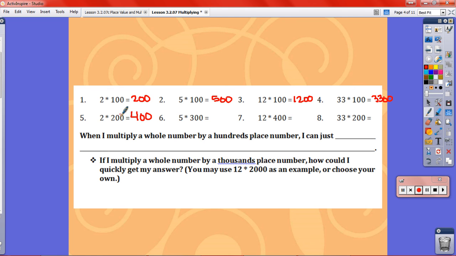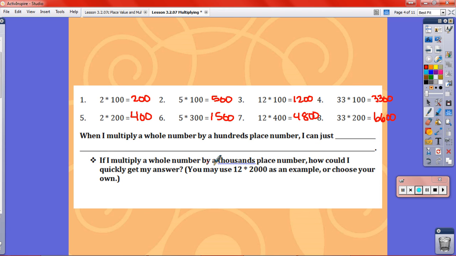Or this is 2 100s would make 200, but now we have 200s that we're multiplying by instead of just 100. So this one would be 1500. This would be 4800, and this would be 6600. So again, it's remove the zeros, multiply, replace the zeros.